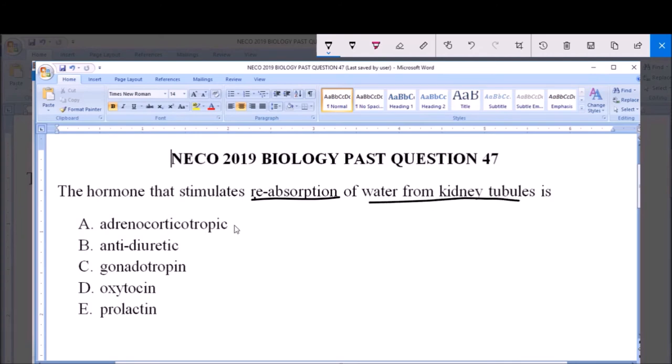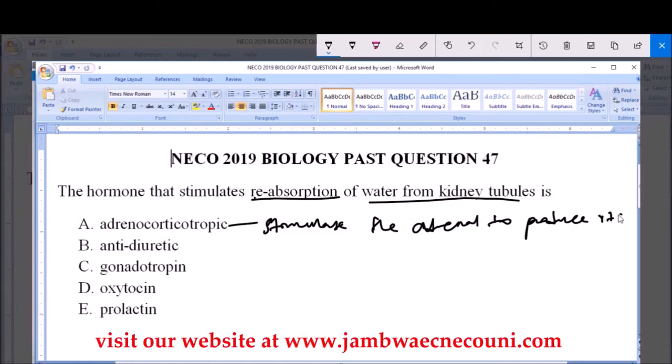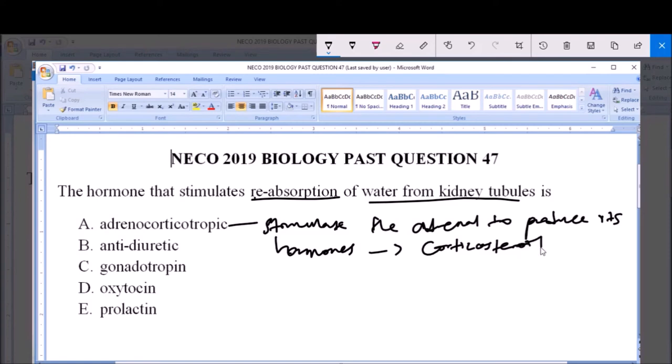Now, A says adrenal corticotropic hormone. Adrenal corticotropic hormone is a hormone secreted by the pituitary gland that stimulates the adrenal cortex to produce its hormones. So its function is just to stimulate the adrenal cortex to produce its hormones. The hormones of the adrenal cortex are called the corticosteroids. So this is the function of adrenal corticotropic hormone.